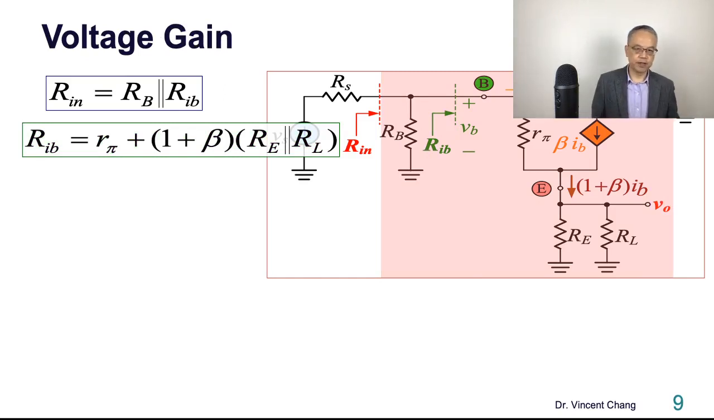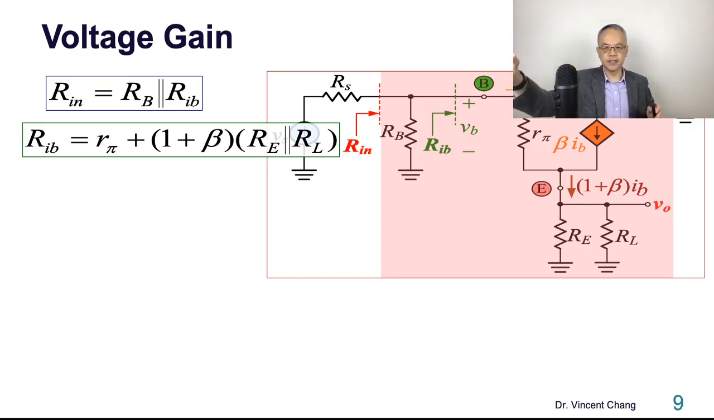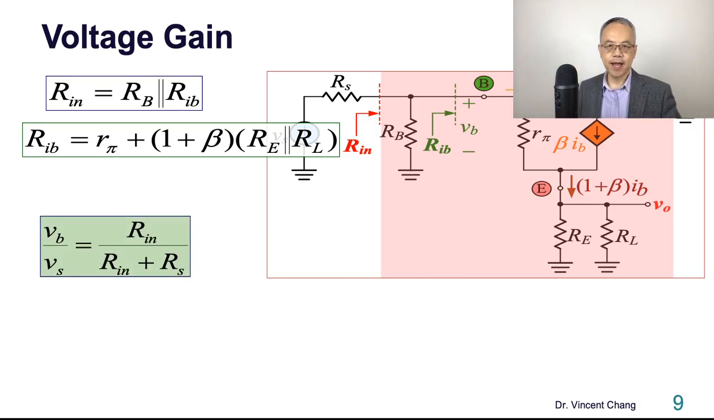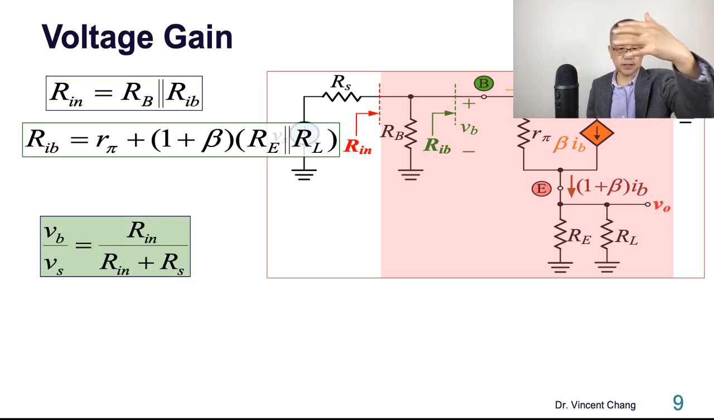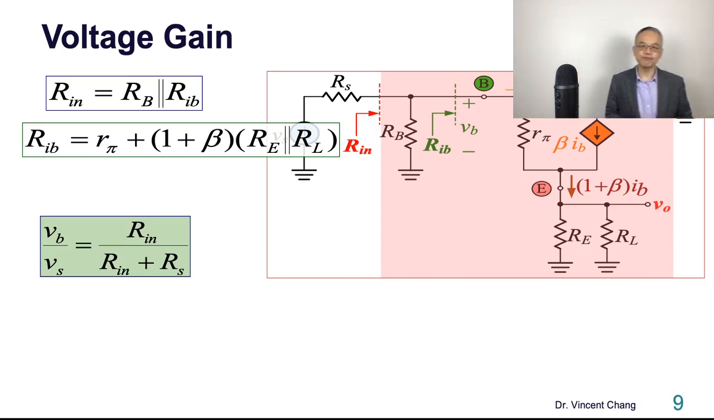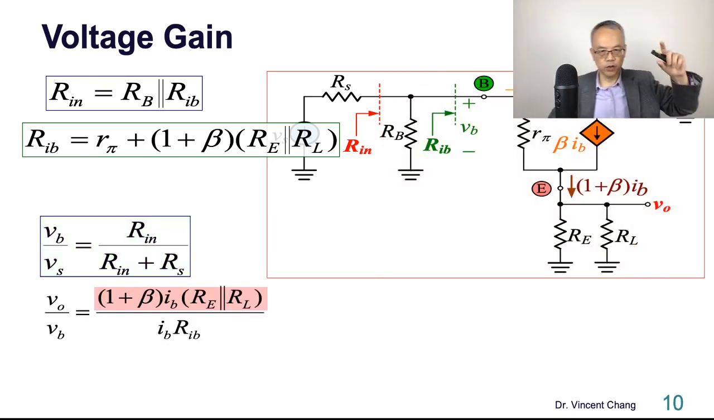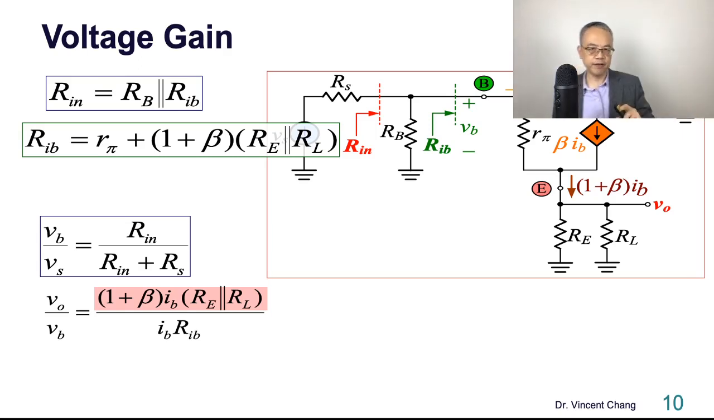So voltage gain, VO over Vs. The first component is VB over Vs. It's the divider between Rs and the Rin. And then the second component, VO over VB. Let's watch the numerator. So the VO is what? VO is the current times the resistance.